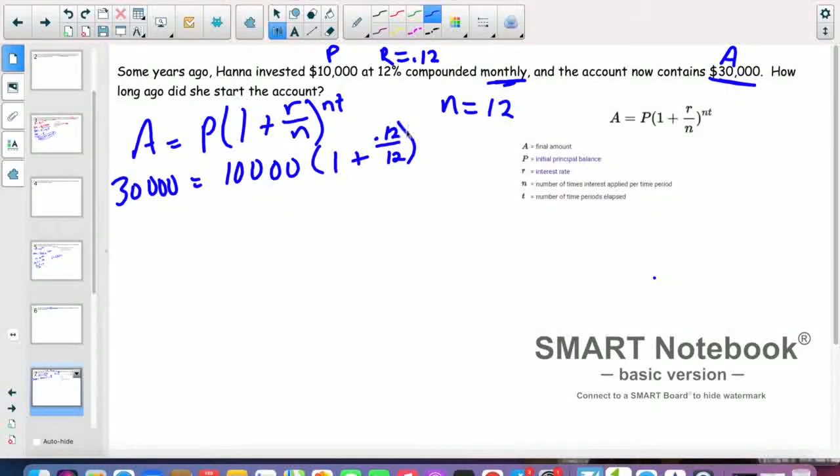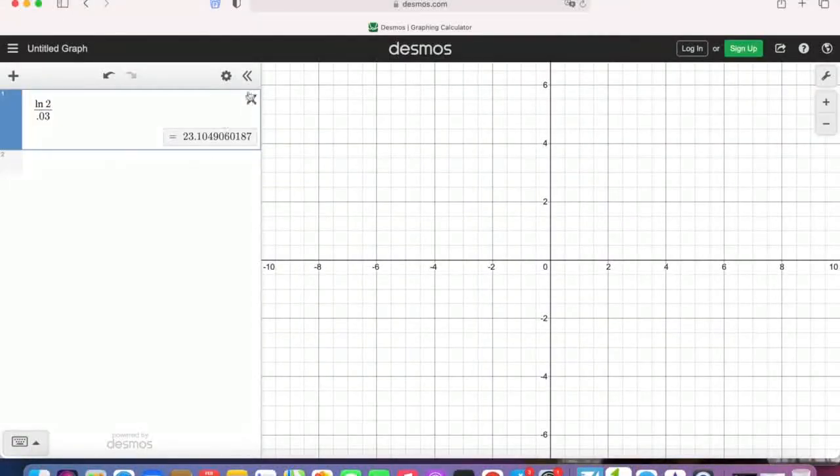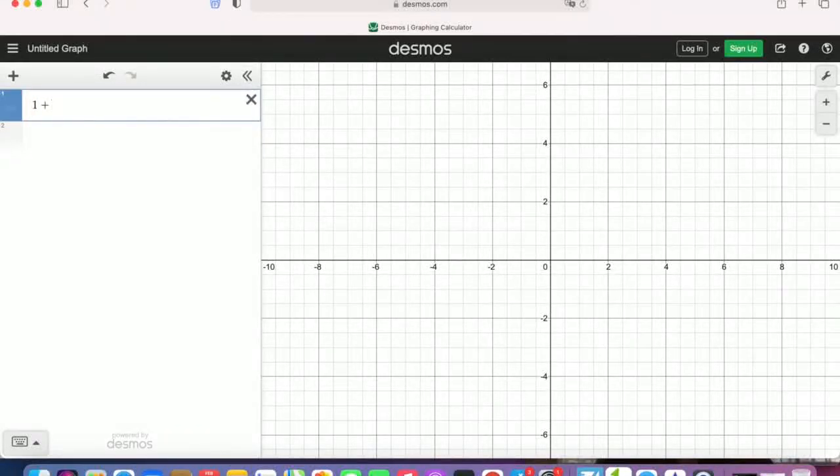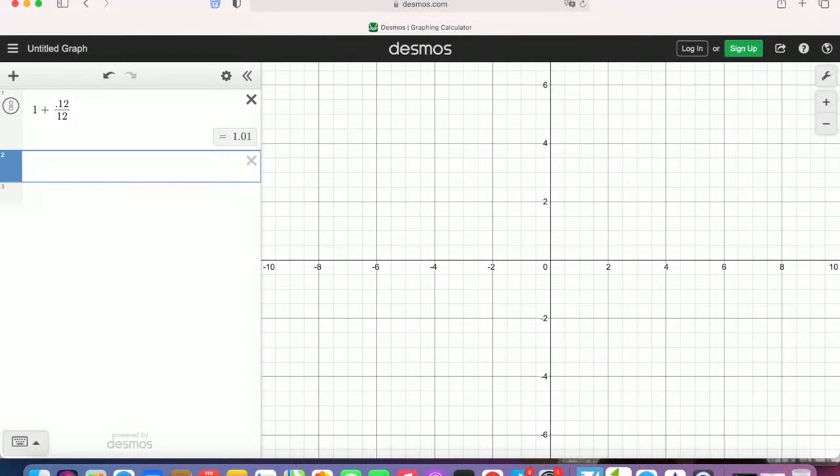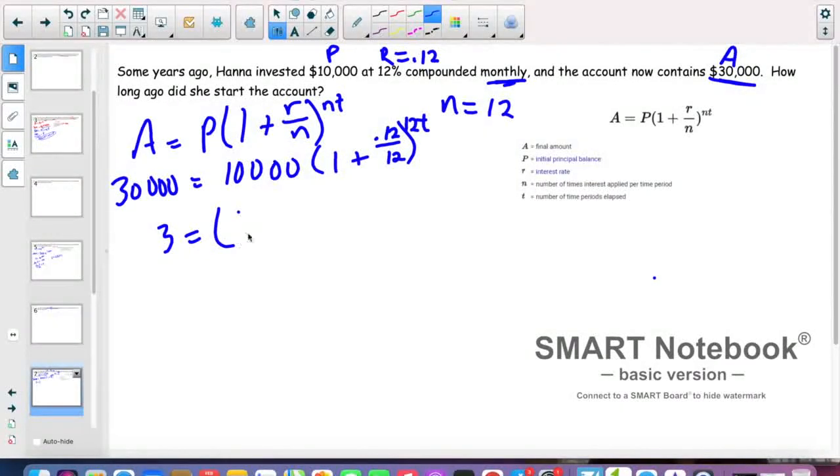N again is 12. We don't know what T is. That's what we're trying to find. So if I solve this, I'm going to divide by the 10,000. 30,000 divided by 10,000 is 3. 1 plus 0.12 over 12, I can do that in Desmos. 1 plus 0.12 over 12 is 1.01. So this is 1.01 to the 12t power.